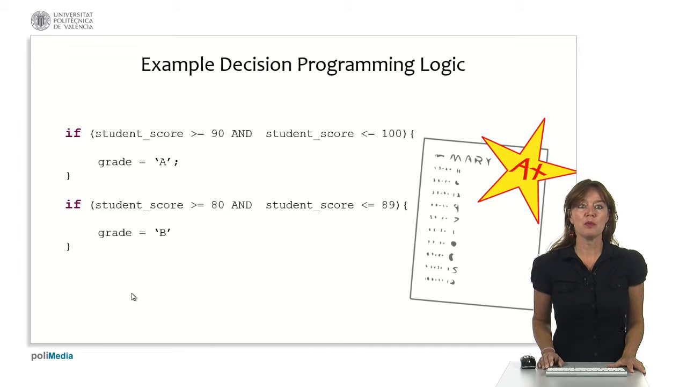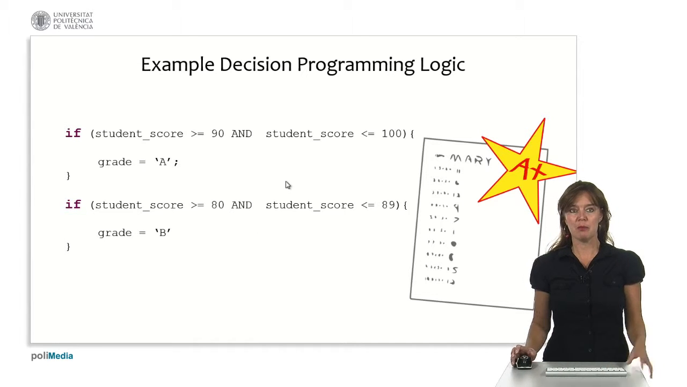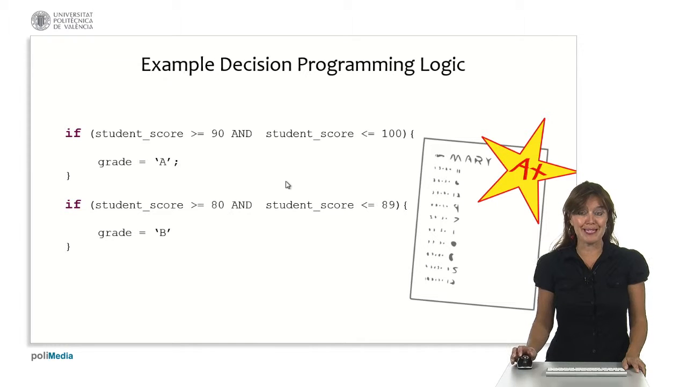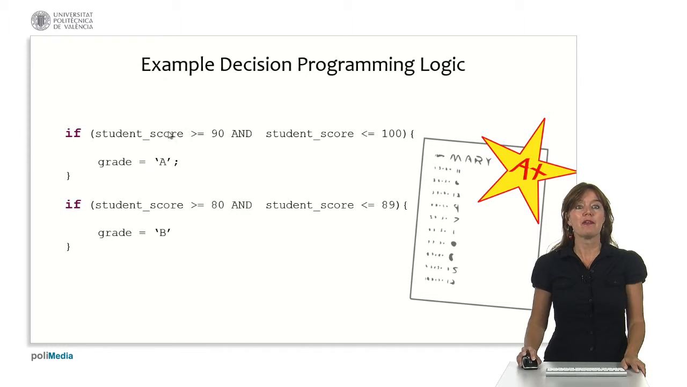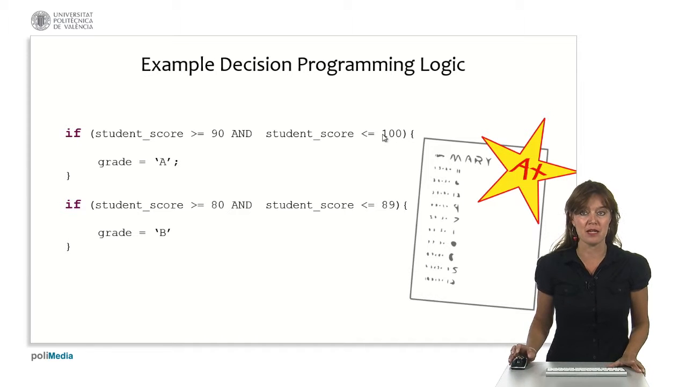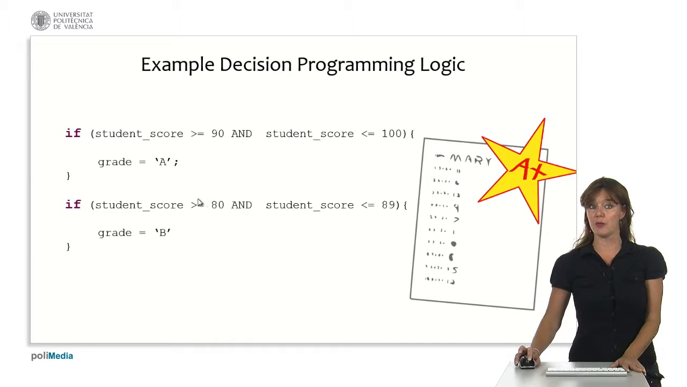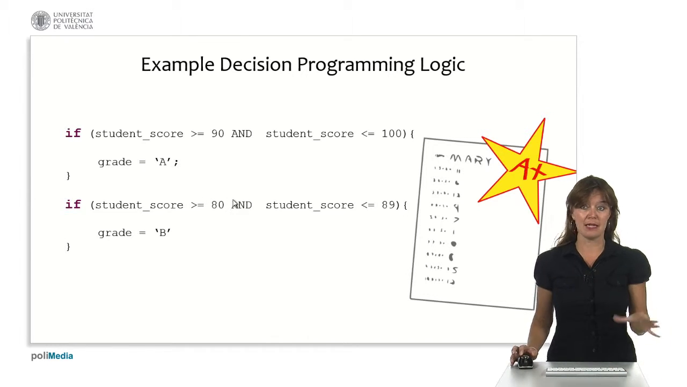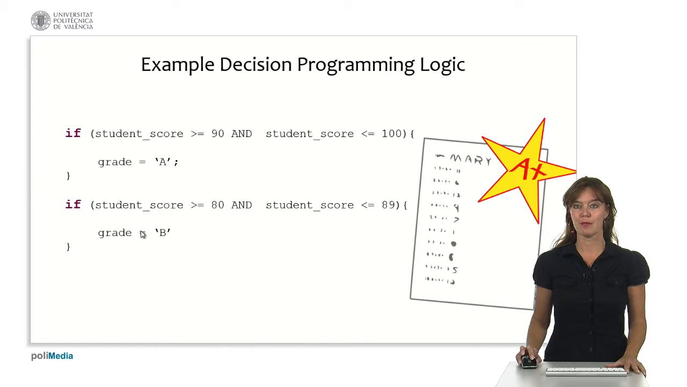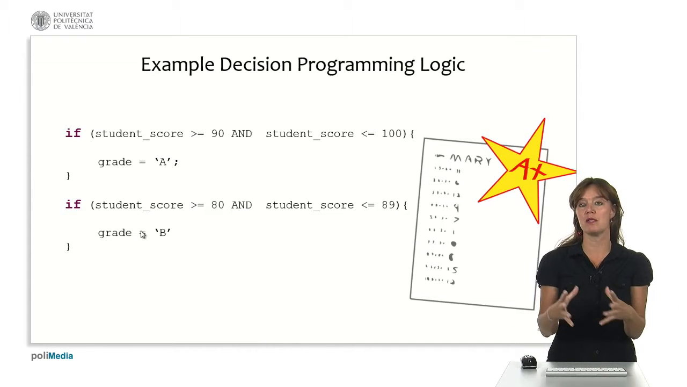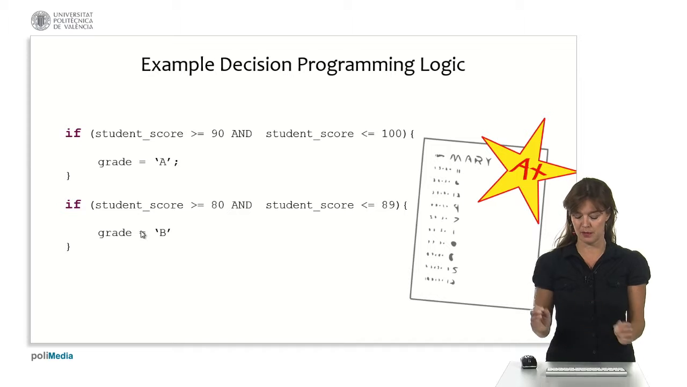Here's an example of an if statement when we, for example, want to calculate the grade of a student. If a student's score is greater or equal to 90 and the student's score is less than or equal to 100, the grade of the student is an A. If the student's score is greater or equal than 80 but less or equal than 89, then the student's grade is a B. So we use if statements to decide what the outcome of our code is.